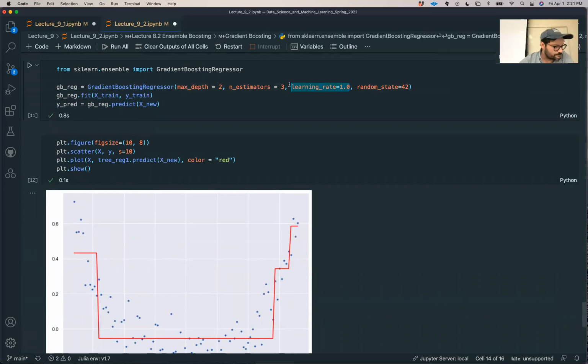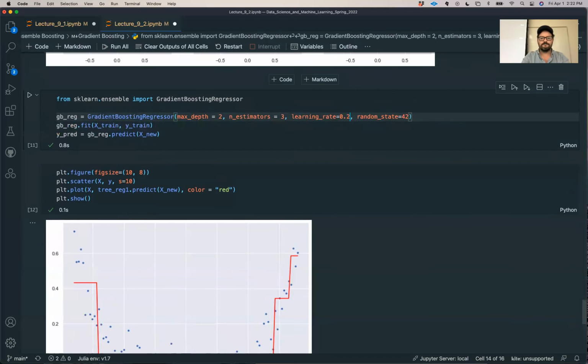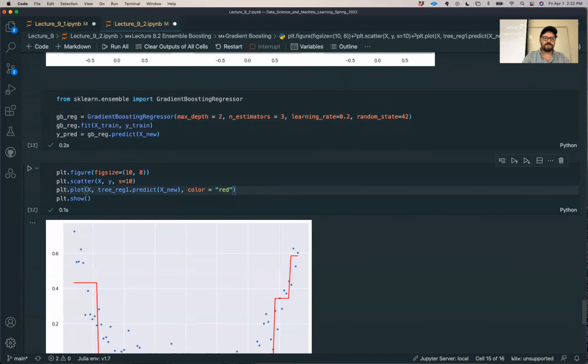So the learning rate is a way of scaling the importance of the other learners. So there's a sequence of them, right, that are appearing. The learning rate is going to scale their predictions. And the further down the line it gets, the smaller it'll be depending on the learning rate you have. So if I change this learning rate to be like 0.2 or something like that, and then look here.